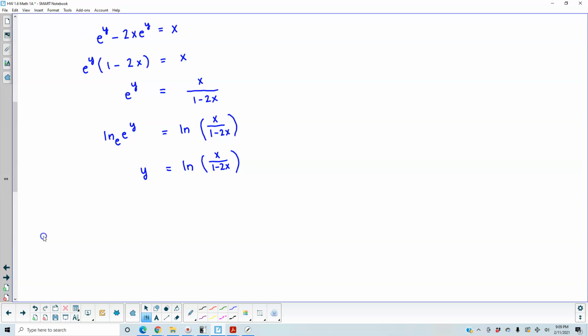And so now we can write this as an inverse function. So f inverse of x is going to equal the natural log of x divided by 1 minus 2x.